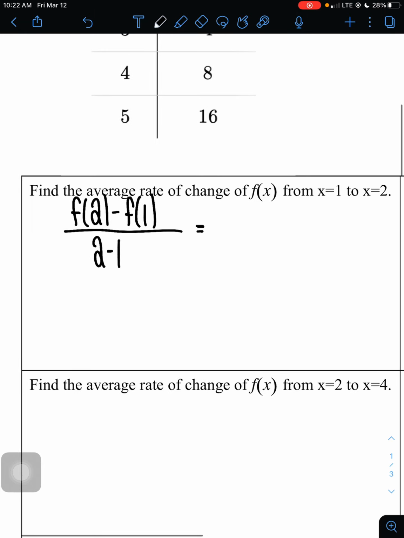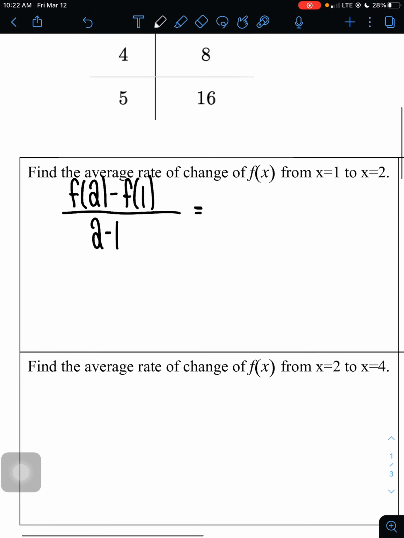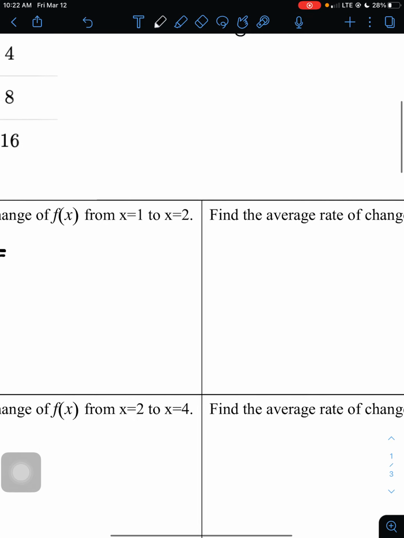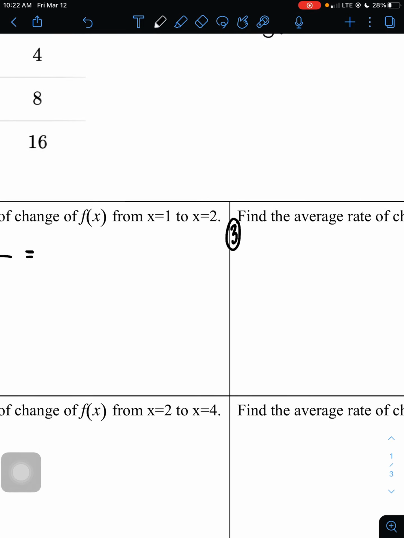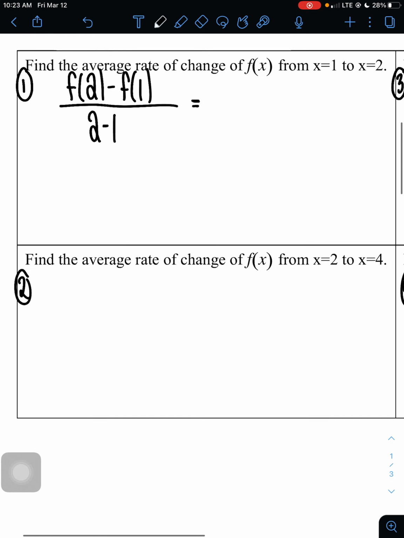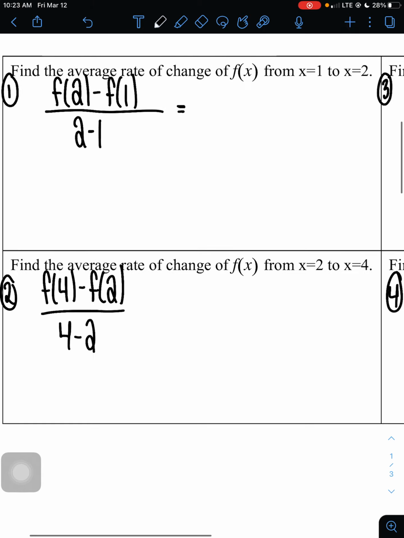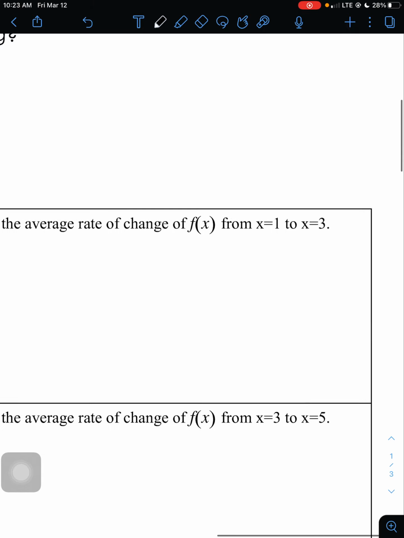So let's see if we could just actually set these up first. And I'm going to label these 1, 2, and this will be number 3 and number 4. So looking at example 2, if I wanted to set this up, I would have to do f of 4 first, then minus f of 2. And then what would I put in my denominator at the bottom? 4 minus 2.